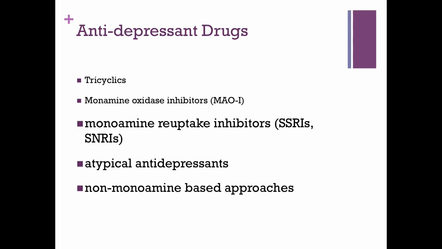All right, my pharmacology friends, let's get into pharmacotherapeutics for treating unipolar depression. We'll go through the major drug classes, beginning with tricyclics, monoamine oxidase inhibitors, so MAO-Is. Then we'll get into the reuptake inhibitors. We have SSRIs, selective serotonin reuptake inhibitors, and SNRIs, serotonin-norepinephrine reuptake inhibitors. Then we'll finish with atypical antidepressants, and then our alternative therapies, so non-monoamine based approaches.